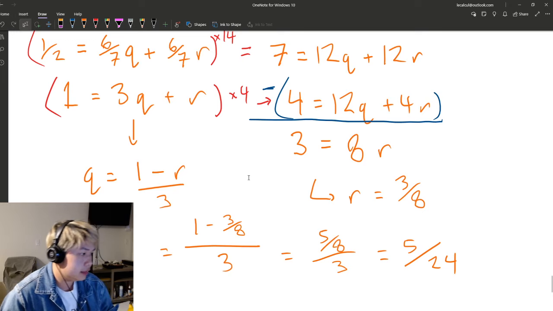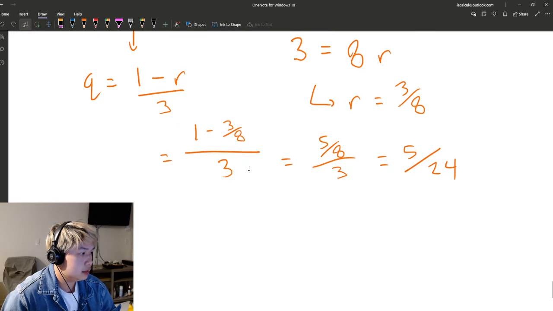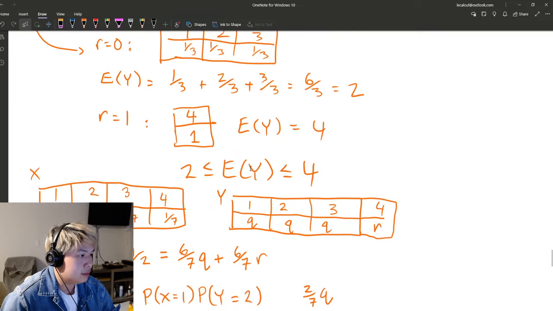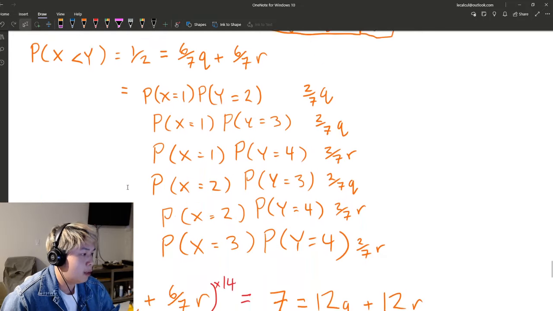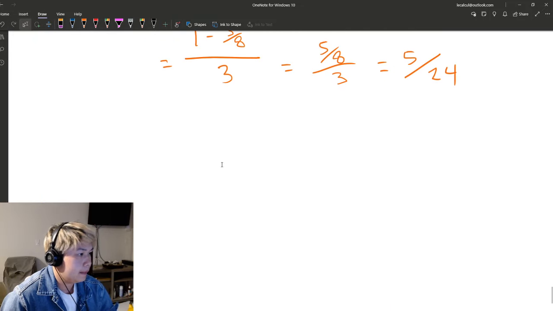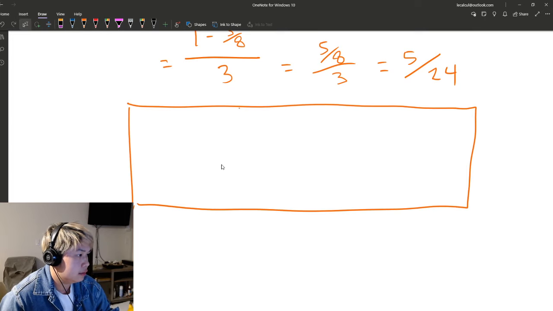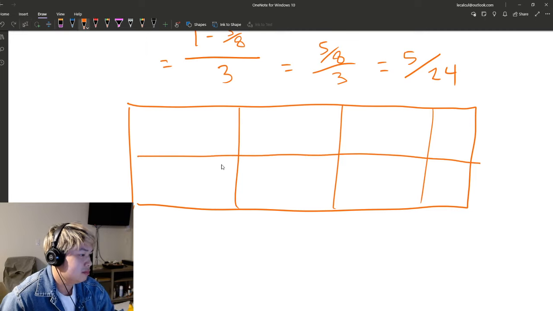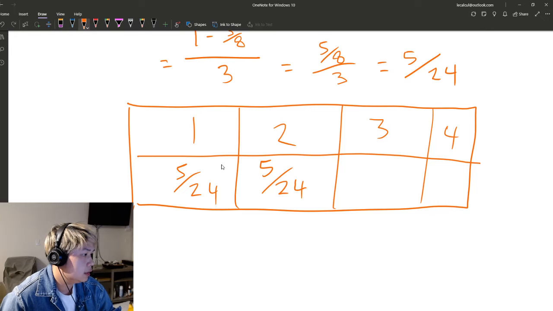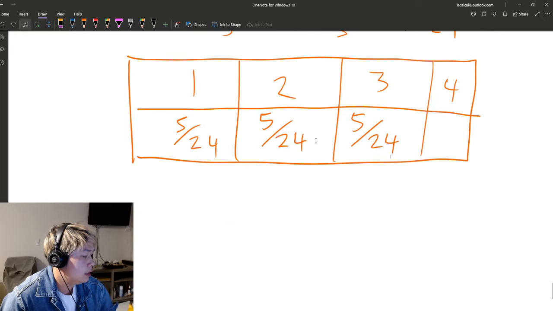So I think this looks better. And then, what does the question even want me to do? Find the expected value of y. So now that I have the actual probabilities worked out, 1, 2, 3, 4, 5/24, 5/24, 5 over 24. And then what was r? 3 over 8?